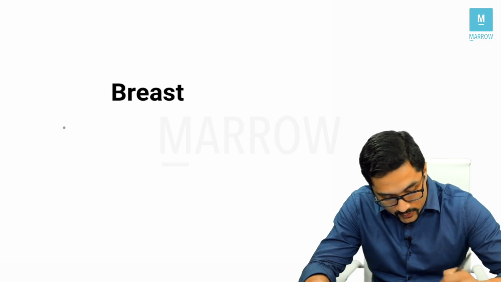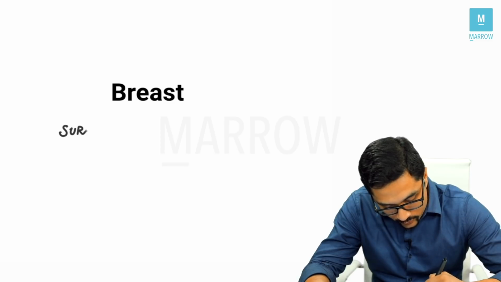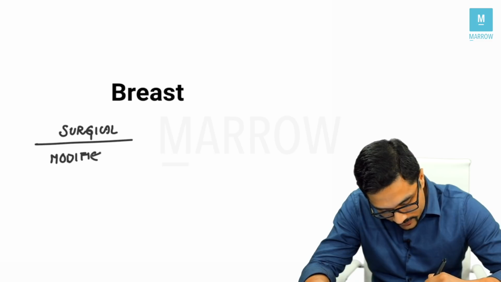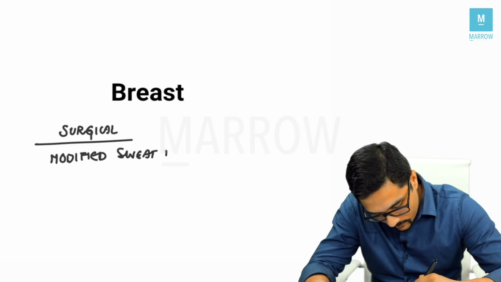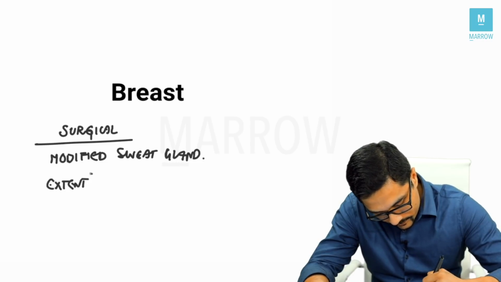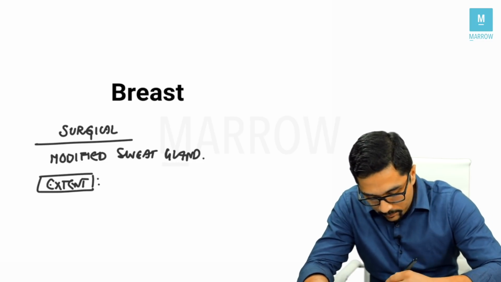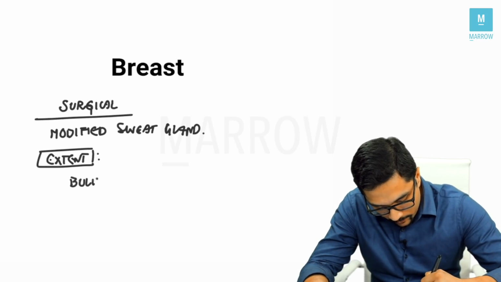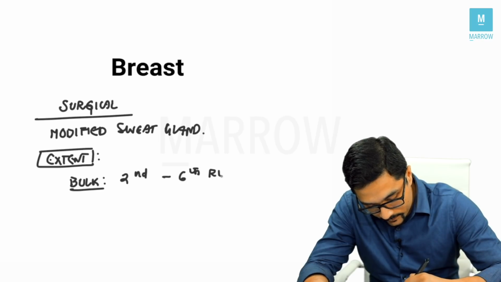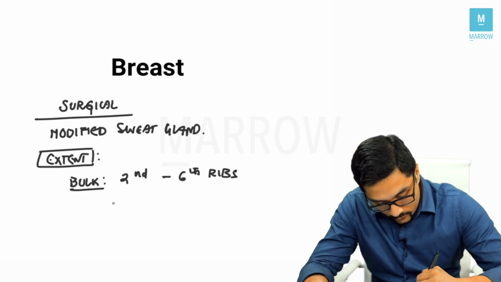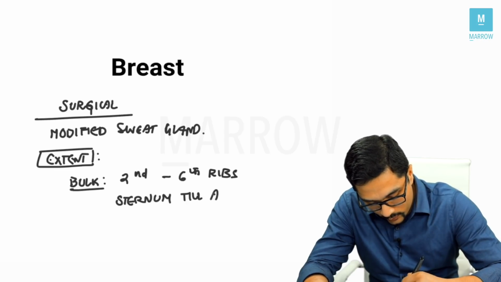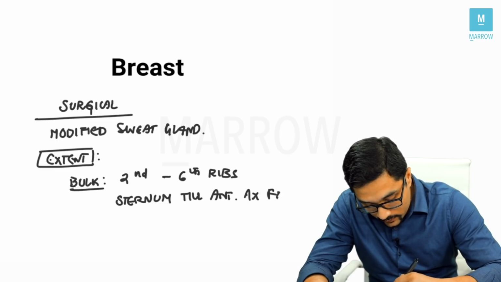So first, let's talk about the surgical anatomy of breast. Now, breast is a modified sweat gland. The major bulk of the breast lies from the second to the sixth ribs, and from the midline, from the sternum till anterior axillary fold. But this is the major bulk.